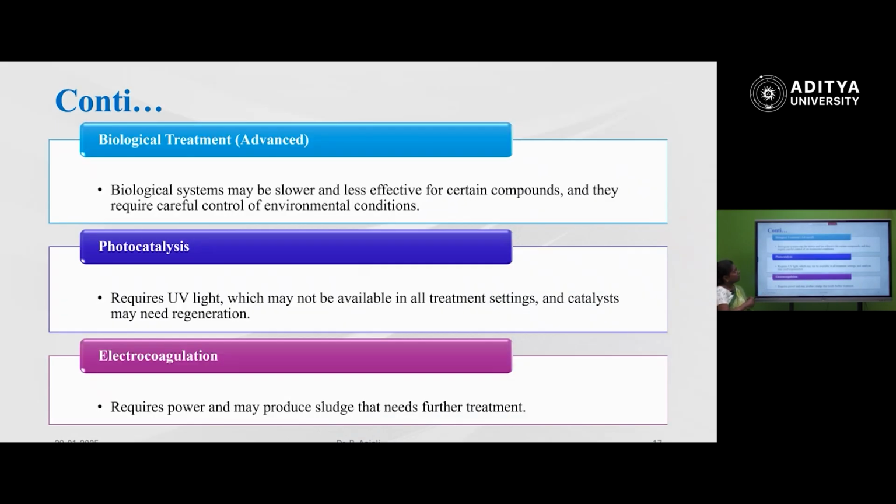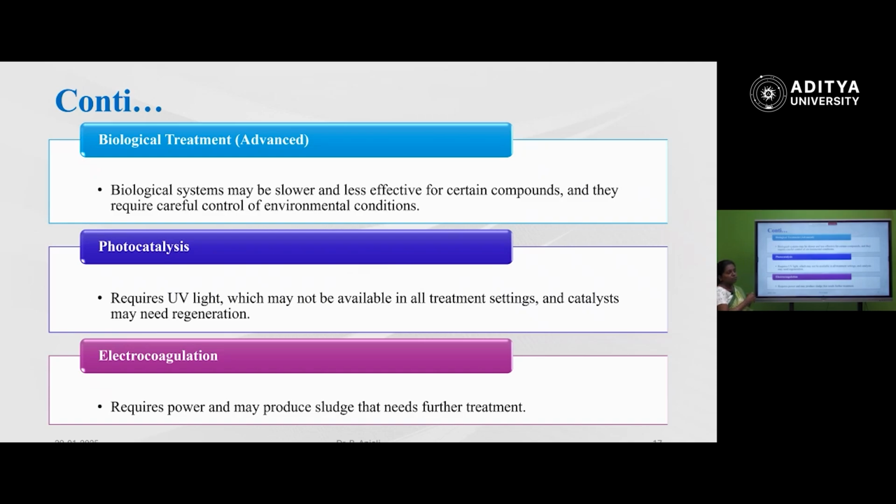So next one is biological treatment. Nowadays, they are using algae. Advanced biological treatment means that with the help of microorganisms, emerging contaminants are removed. But you can see here it requires careful control of the environmental conditions. If you want to grow the algae in the setup, we have to maintain that condition properly, otherwise the algae will die. That is the only drawback here. Accumulation also takes place in the algae. So these are a few limitations of this method.